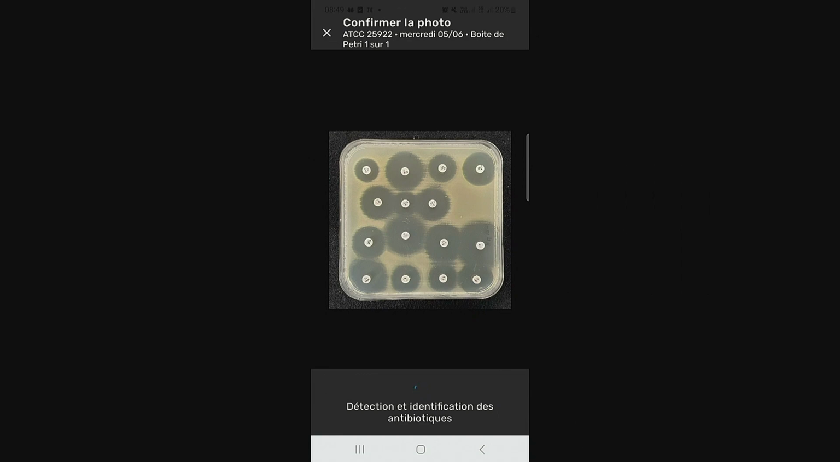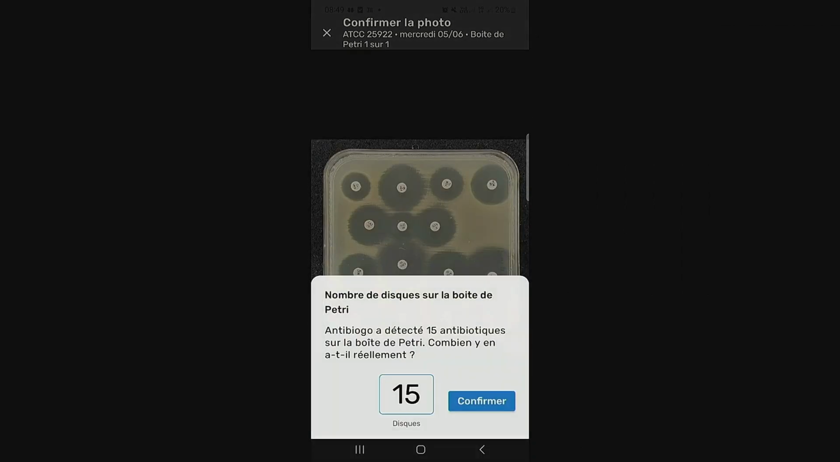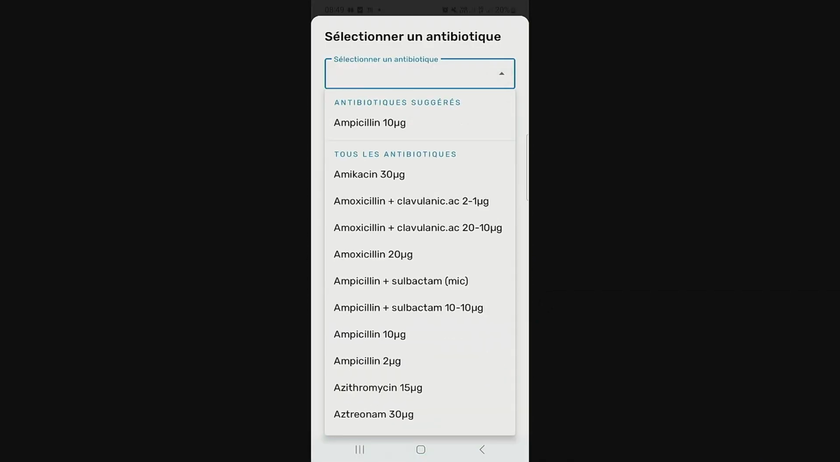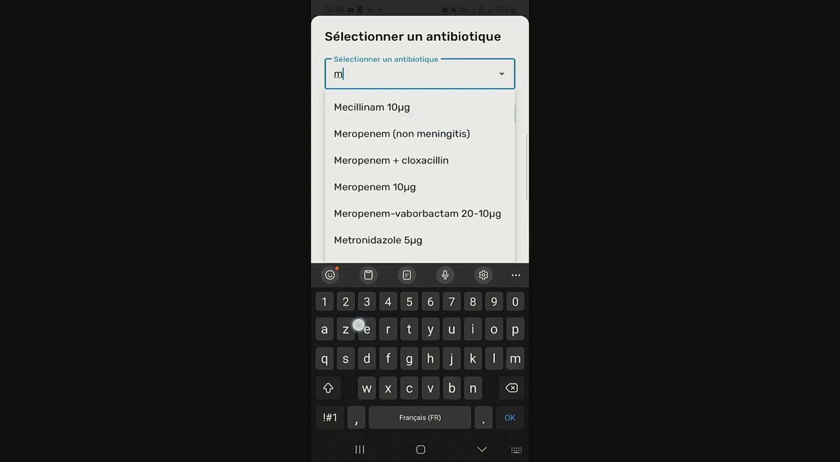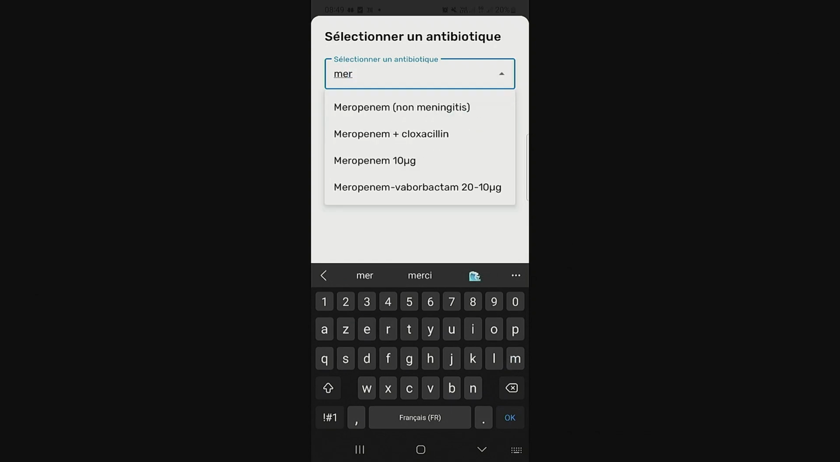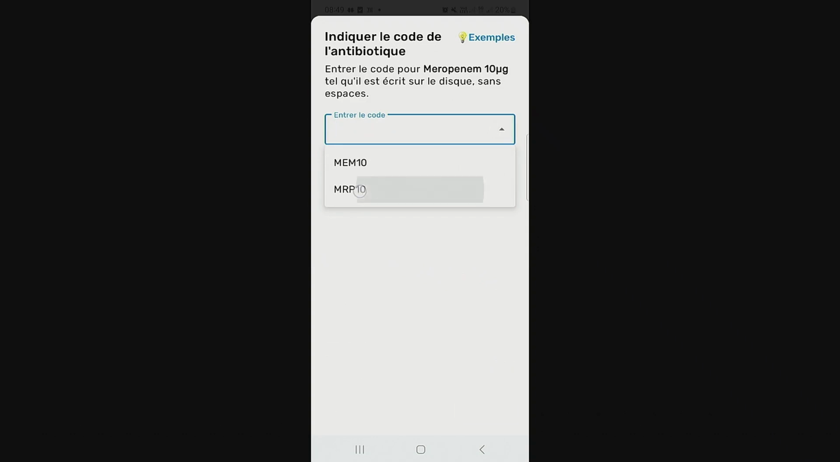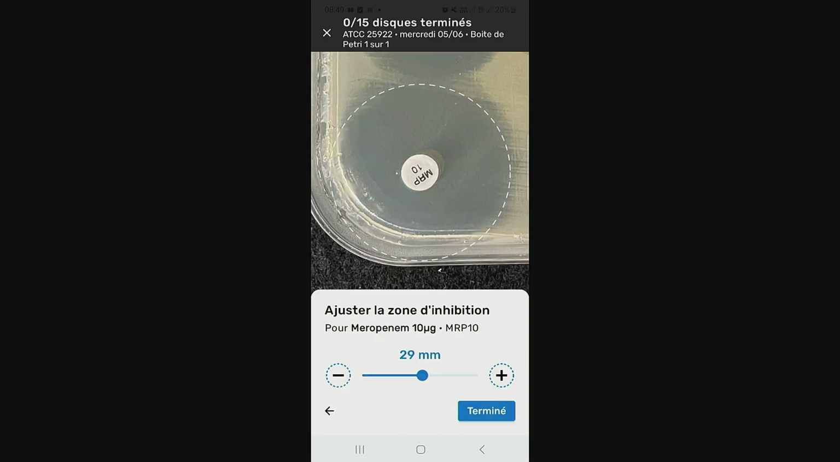So the difference here is that the expert system is not going to make interpretation. The expert system is going to compare your inhibition zone measurement with the expected value and the expected range that I will show you in a bit.